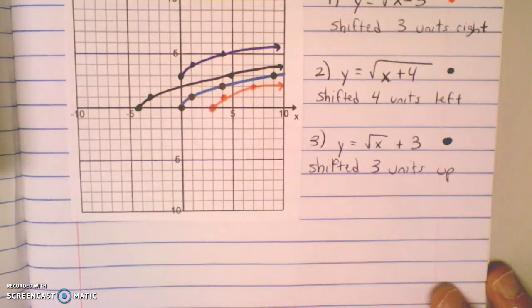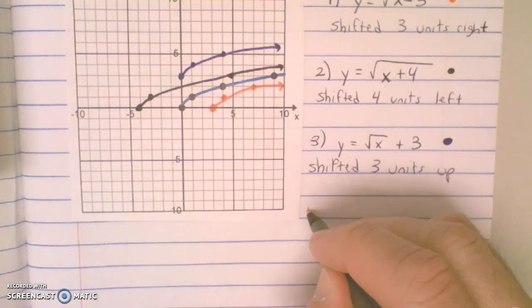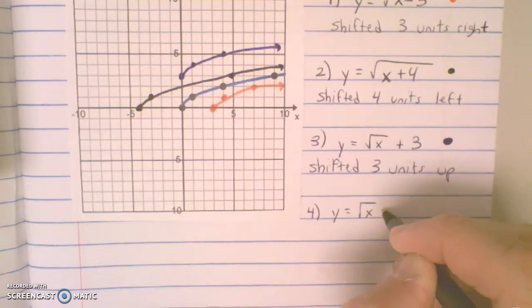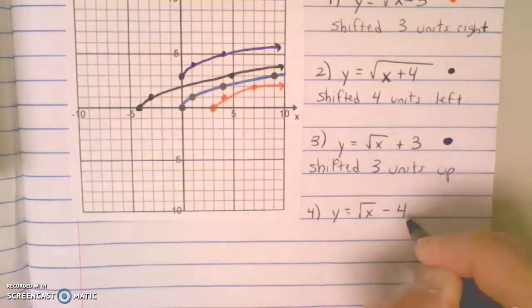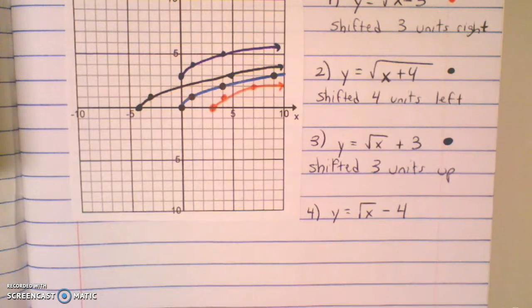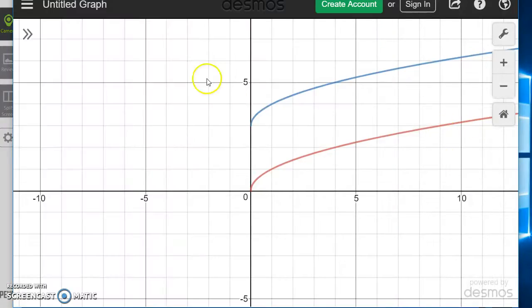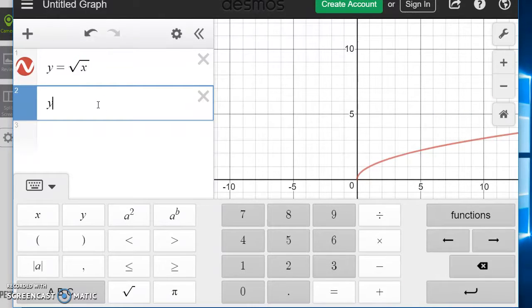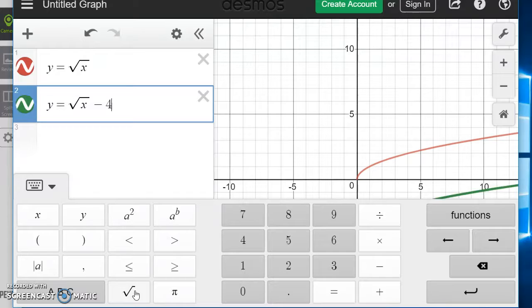Let's take a look at 2 more types of transformations, and we'll probably be able to predict these now. So we'll do the square root of x minus 4. And again, notice that the minus 4 is outside of the radical sign. So on our Desmos, we can get rid of that one and type in a new one, square root of x minus 4. And notice I had to shift out of the square root to kind of see what happens.